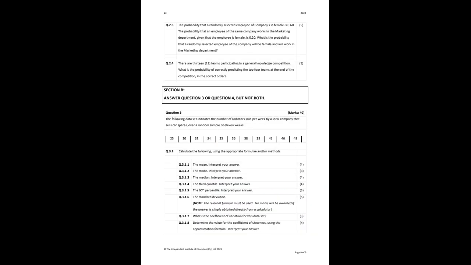Then here at the top, it says to you, the probability that a randomly selected employee of company Y is female is 0.6. The probability that an employee of the same company works in the marketing department, given that the employee is female, is 0.2. What is the probability that a randomly selected employee of the company will be female and will work in the marketing department? So this is just manipulating that conditional formula.